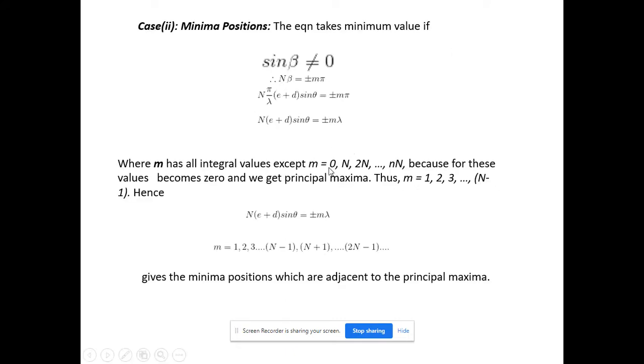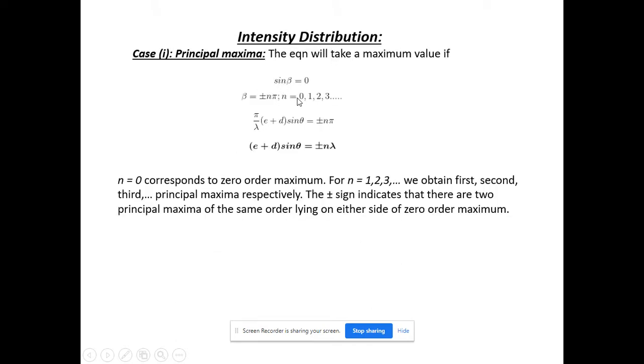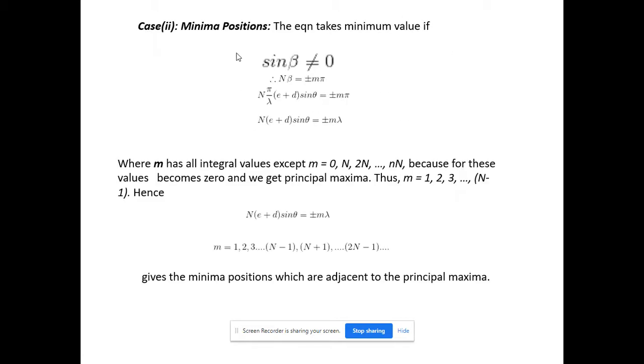this m equal to 0. If I put m equal to 0, this will give me beta equal to 0. And this equation with m equal to 0 will give me the minimum position. But you go back here, my beta equal to 0 comes from this first value, and that will give me principal maxima. And both maxima and minima cannot lie at the same place. That is why we cannot choose this value m equal to 0. So m can have all the values except m equal to 0.